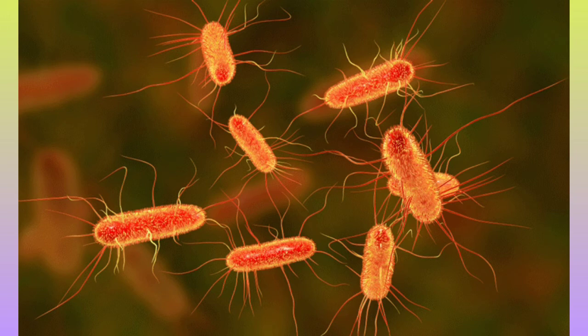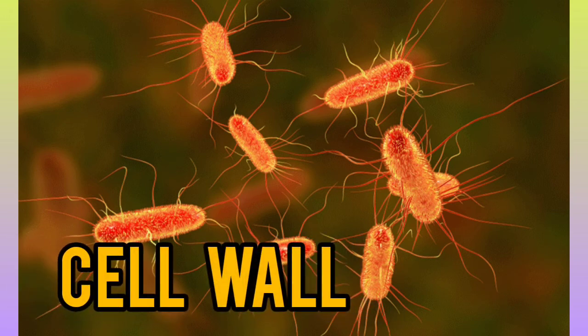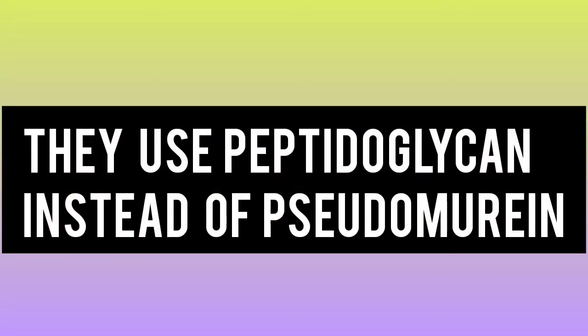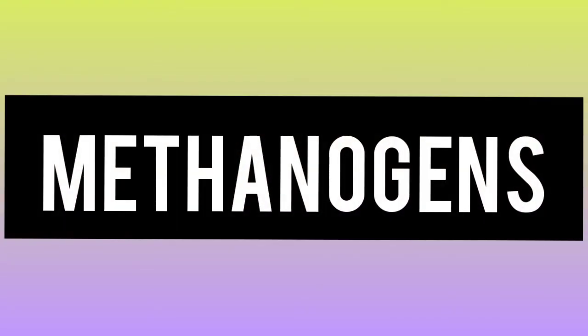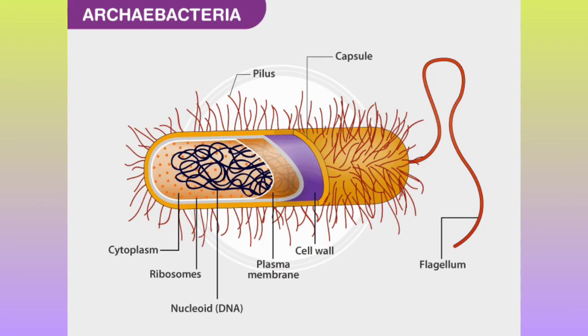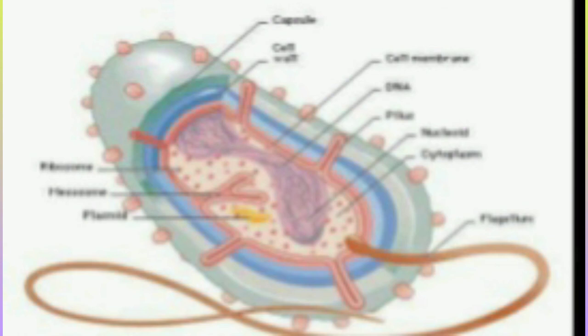The cell wall of Archaebacteria differs from other bacteria in having pseudomurein instead of peptidoglycan. Peptidoglycans are found in the cell wall of general bacteria, but in Archaebacteria, instead of peptidoglycan, the other chemical is pseudomurein. These bacteria can also live in marshy areas, especially the methanogen bacteria. Now the cell membrane. The cell membrane contains branched chain lipids. You know the plasma membrane mainly consists of lipids and protein, so that's why it is called a unit membrane. But in Archaebacteria the cell membrane contains branched chain lipids only, and proteins are absent.